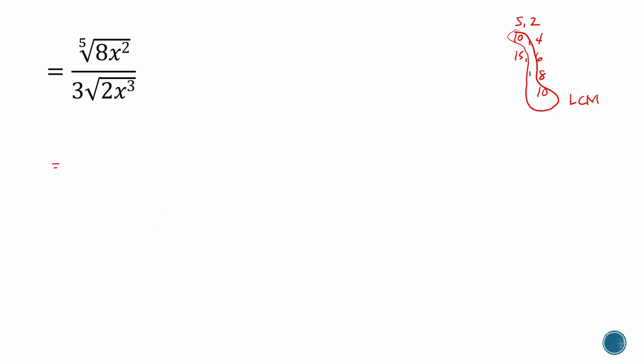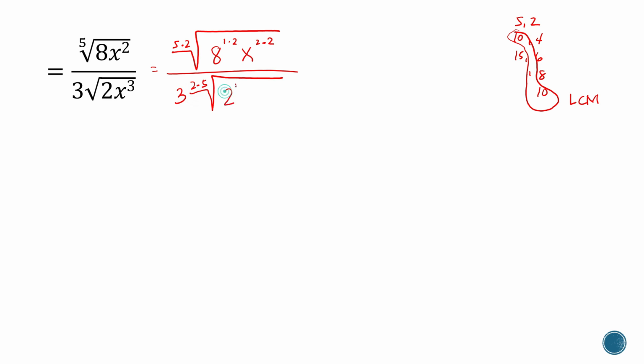which means I need to multiply the index, that 5, by 2 to make it equal to 10. I will also multiply that 8, the exponent of 8, which is 1, by 2. Also that x squared, I will multiply that by 2. In the denominator, the index is 2, so I will multiply that by 5 to make it equal to 10. 2 raised to 1 times 5. Then x raised to 3 times 5.